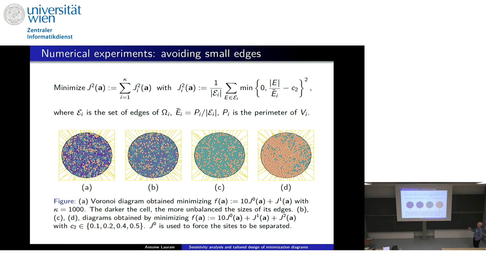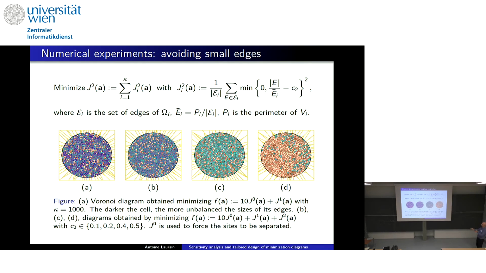And then in the paper, we have considered several types of functions. So there's 5 or 6 functions. This is another example where we want to avoid small edges. Here, basically, the idea is that we want to prevent an edge on a cell from being too small. So this C2 is controlling the size of the edges. If C2 is equal to 0.5, it means the smallest edge should be at least 50% of the average size. So here we just impose 10%, 20%, 30%, 40%, 50%.